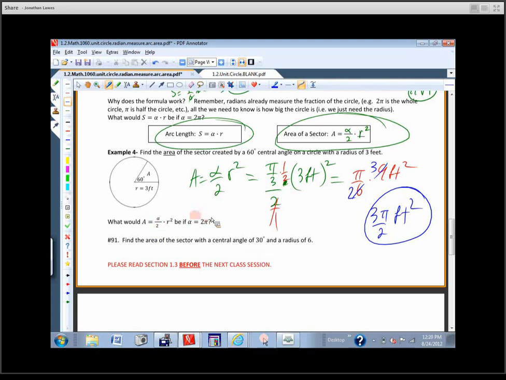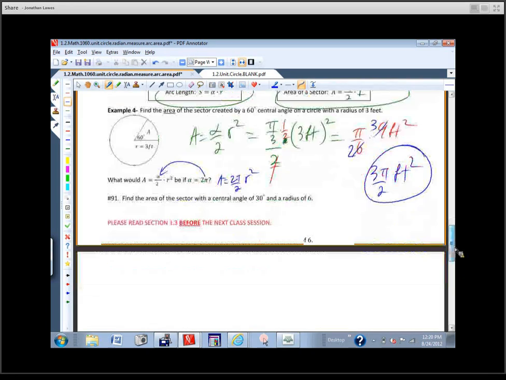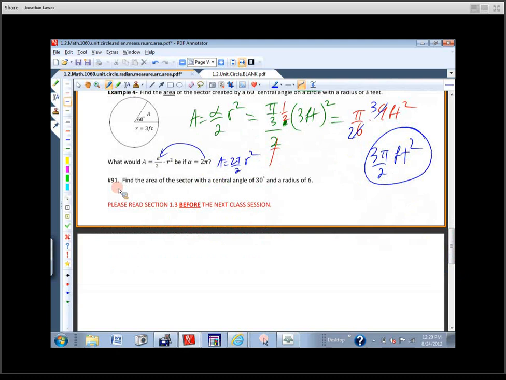Let me just do one more thing to convince you. What would this formula look like if our angle was the entire circle? So if alpha wasn't 60 degrees or pi thirds, or any other fraction of the circle, what if it was the entire circle? What would happen if we plugged this in right here? We'd have 2 pi over 2 times r squared. Well, what would that be? That would be pi r squared. That would be the whole circle. Think about that for a minute. This formula works as long as you put in the radian measure.